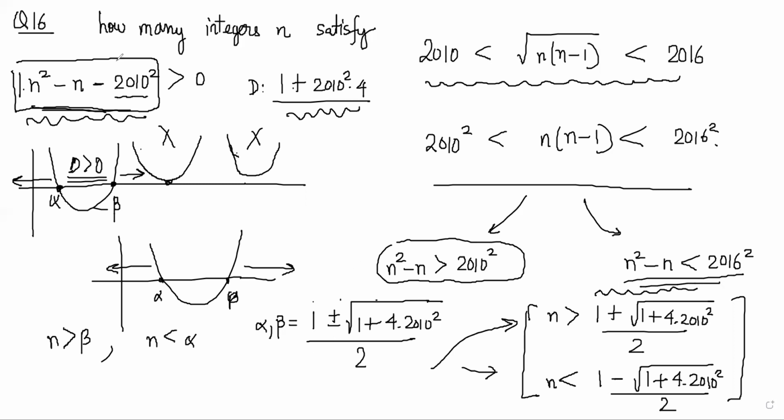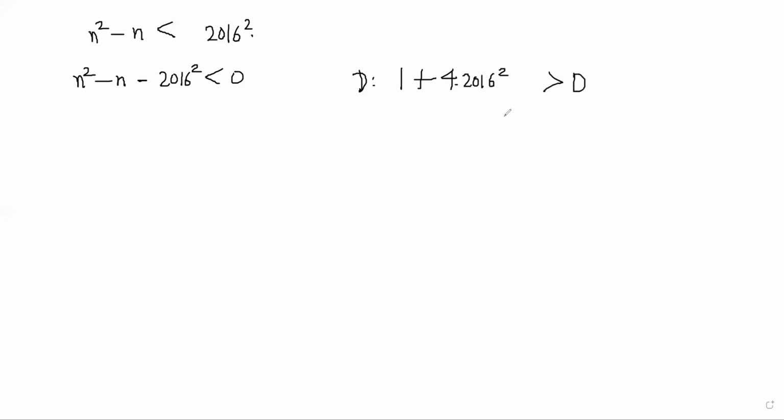So the next inequality for us is n square minus n is less than 2016 square, right? It was 2016 only. So now our quadratic equation is this. Again, look at the discriminant of this quadratic. It is b square minus 4ac, so 1 plus 4 into 2016 square this time. Again, it is positive.